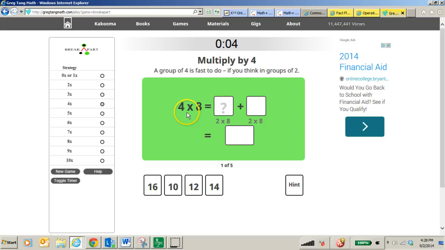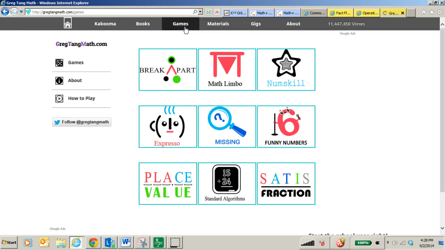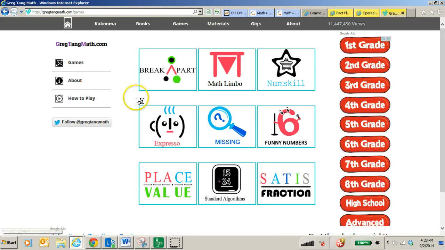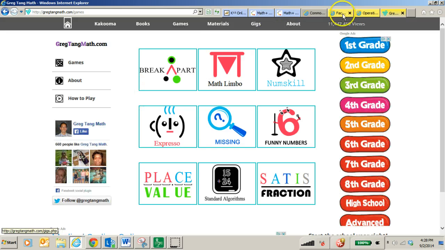And so here you can see that they've decomposed. It says a group of 4 is fast to do if you think in groups of 2. So 2 times 8 is 16, 2 times 8 is 16. So our answer, we can add those together. I know that 6 plus 6 is 12, so I know my answer is going to end with a 2. And when I regroup, I get 32. So it's a great way to practice our facts and decompose, and students can try to beat the clock. And there's lots of games for all ability levels, and it gets into more complicated numbers. And you can also practice addition and subtraction with this site as well.